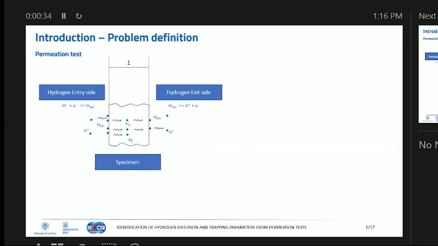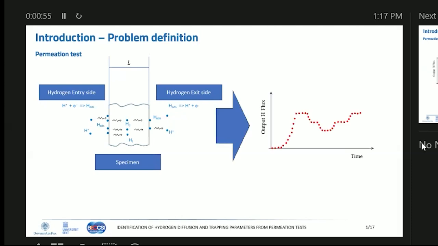We measure the kinetics at which hydrogen leaves the specimen, for example, by changing the hydrogen entry input concentration that we put there. On the figure, I have represented the standard setup, essentially a double cell, so it has an electrochemical cell on both sides, but the things I will say are not dependent on this. From this, we obtain a curve which measures the hydrogen outgoing flux against time.